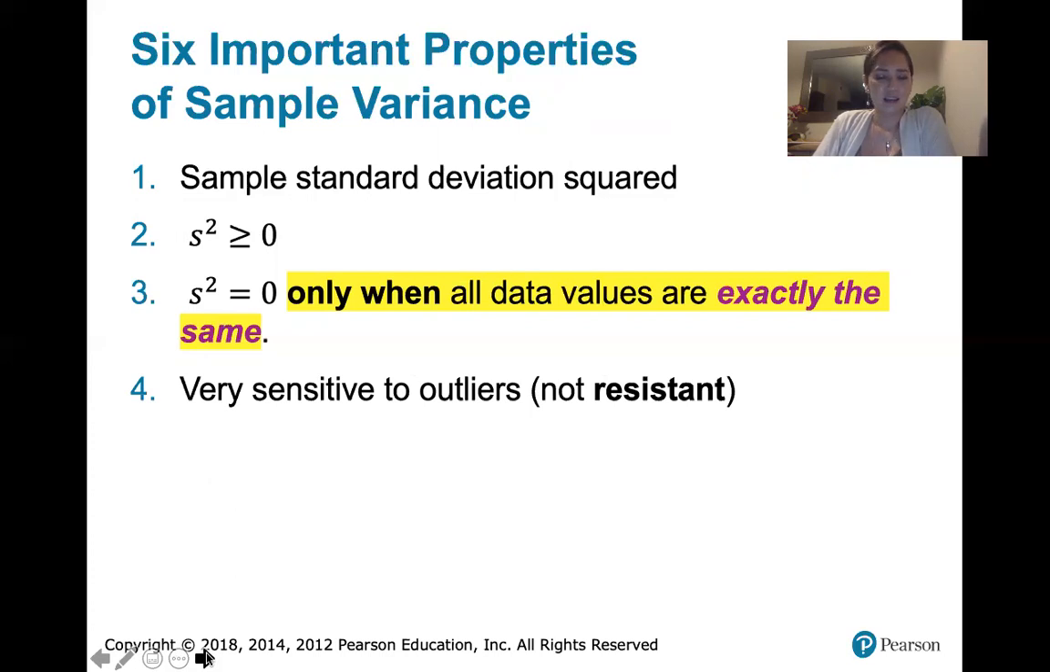If you take an x value and you subtract the mean, if that x value is far above the mean or far below the mean because it's an outlier, well, if you take that difference and you square it, it's going to be very different. It's going to be a very different sample variance than you would get if that outlier was not in your sample. So this is not very resistant.